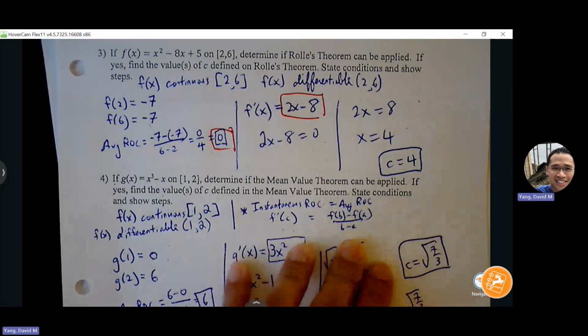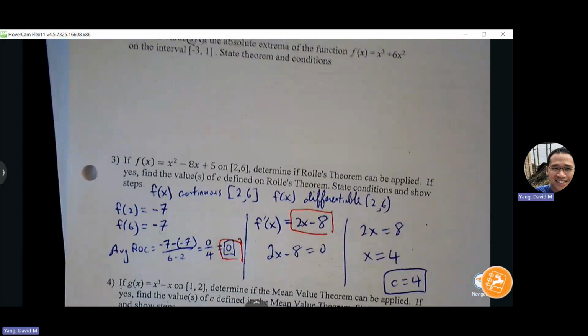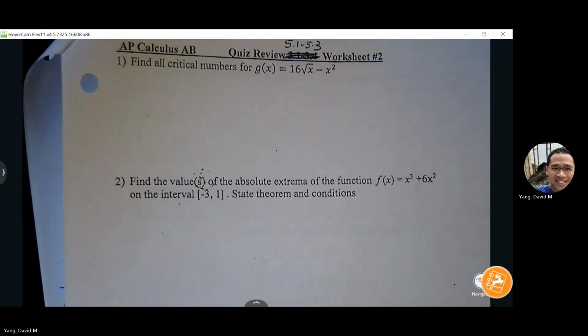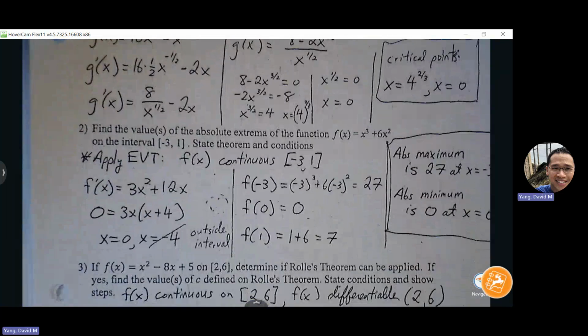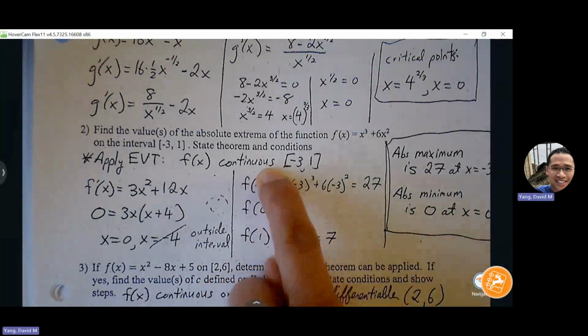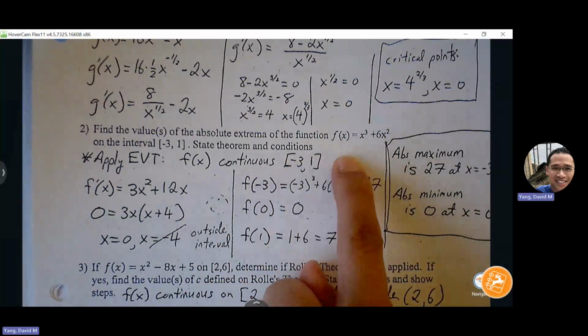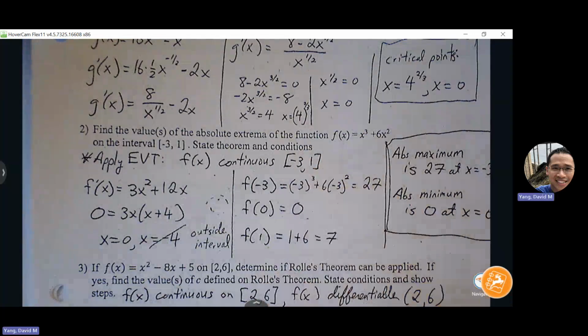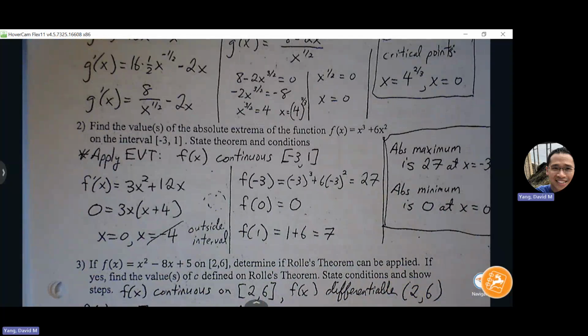Go ahead and try 1 and 2, critical points and extreme value theorem. You did those already? Okay, and you checked your answer and you were good. Number 2, you did as well? Yeah. Just be careful with number 2: extreme value theorem only has one condition, just continuity. If you write differentiable for extreme value theorem, a point is taken off. Continuity is for extreme value theorem and only continuity, but Rolle's theorem and mean value theorem have two conditions, continuity and differentiability.